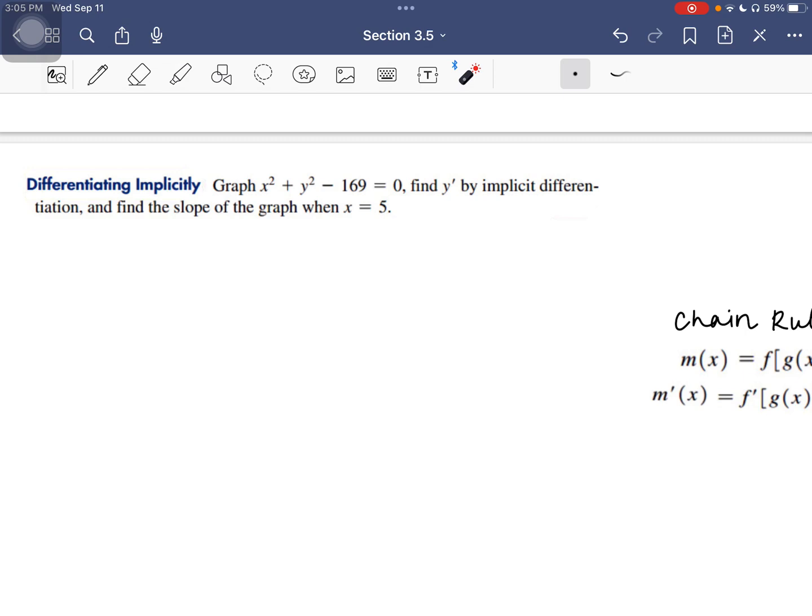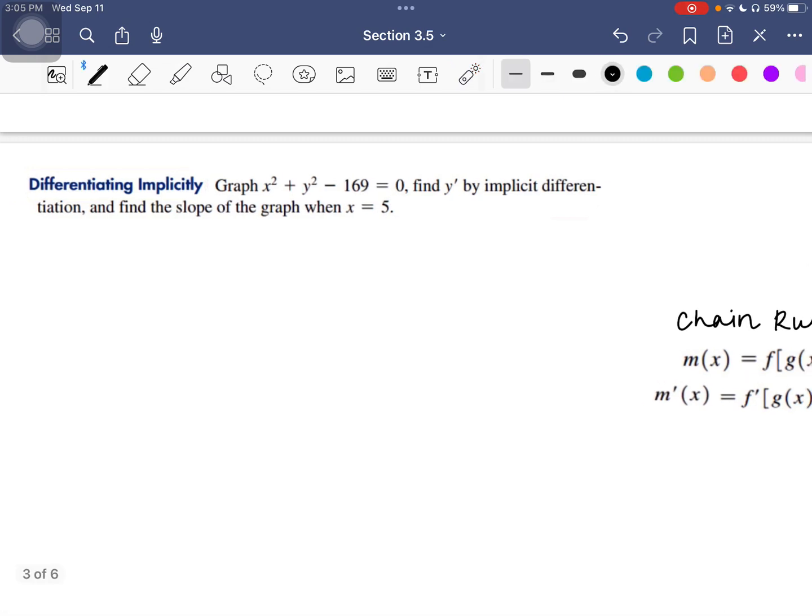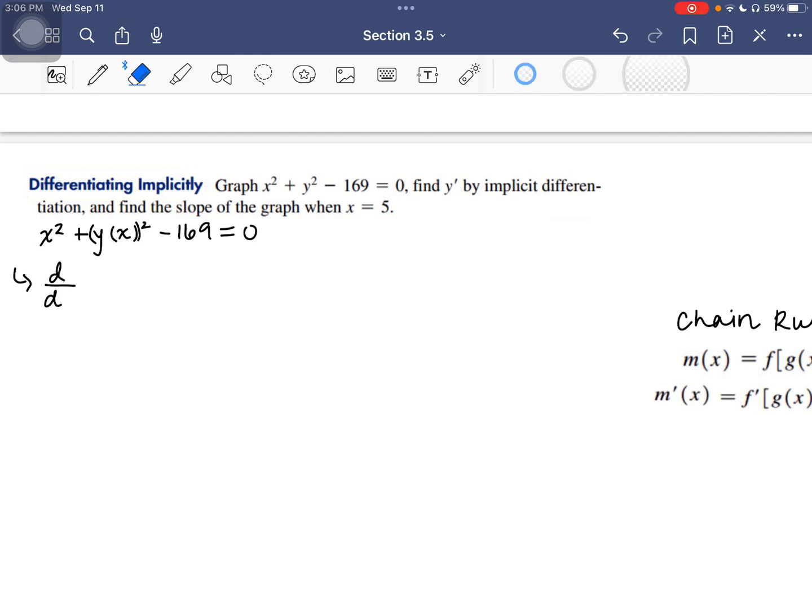So we know immediately that we are going to do implicit differentiation, and I'm going to do the first step that we did in the last example, which is just rewrite y as a function of x. So we have x squared plus y of x squared minus 169 is equal to 0. So this whole thing is squared. And so what we want to do is find the derivative of this function.